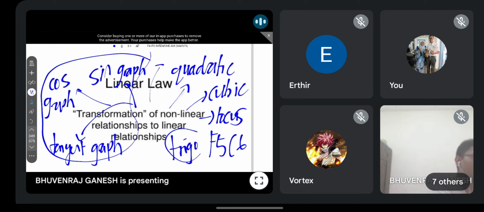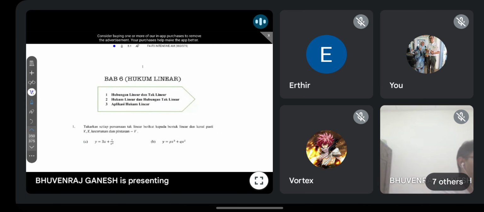One more graph I think you all forget is called reciprocal. You all know this graph, y equals to 1 over x. That is also a non-linear graph. So you can see there are many non-linear graphs you have learned. Banyak jenis sebenarnya. Basically your task is to convert all these graphs into y equals to mx plus c.